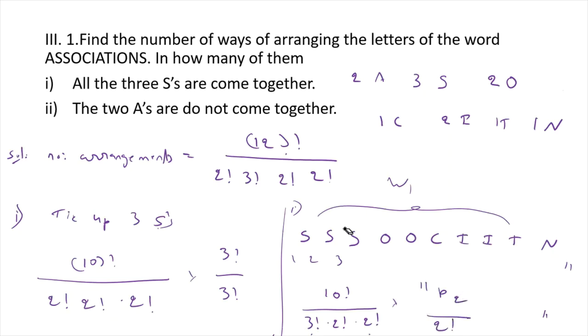First we have to arrange the remaining letters. The remaining letters can be arranged in 10 factorial upon 3 factorial times 2 factorial times 2 factorial. And then after arranging these 10 letters, we have 11 gaps. So I can arrange those 2 A's in these 11 gaps in 11P2 ways. But those 2 A's are identical, so divided by 2 factorial.